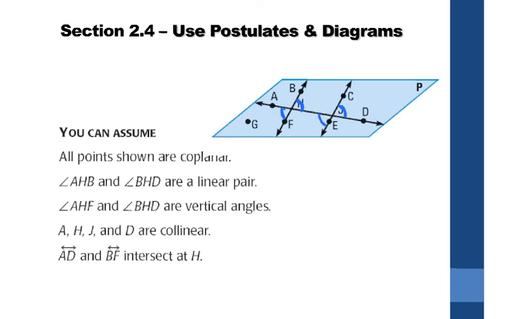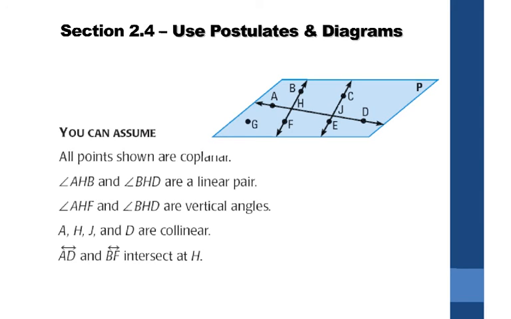Okay, let's look at the next one. Collinear, let's see. A, H, J, and D are collinear. Well, we have A, H, J, and D. All of those are on the same line, so they're collinear.